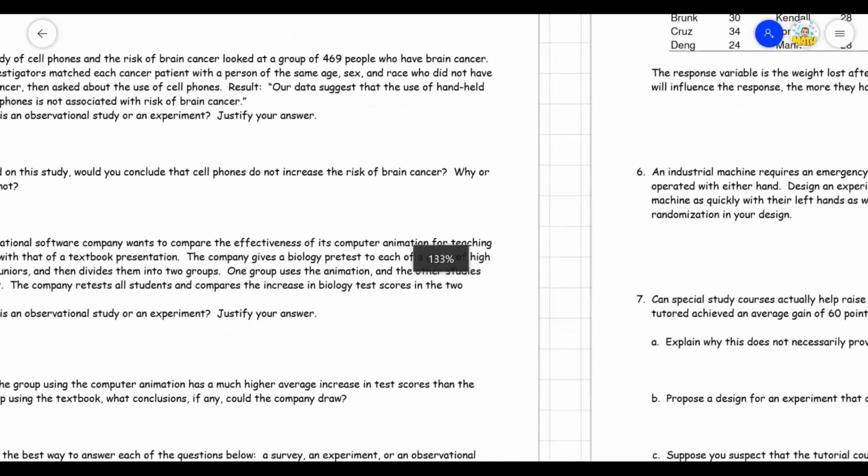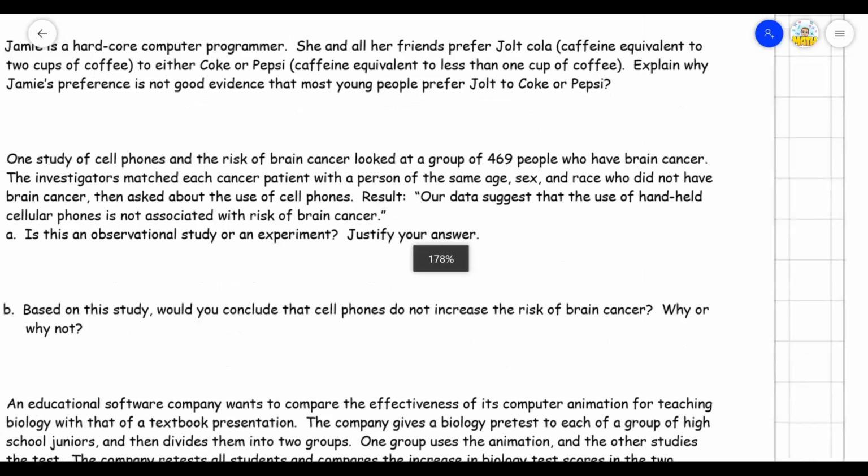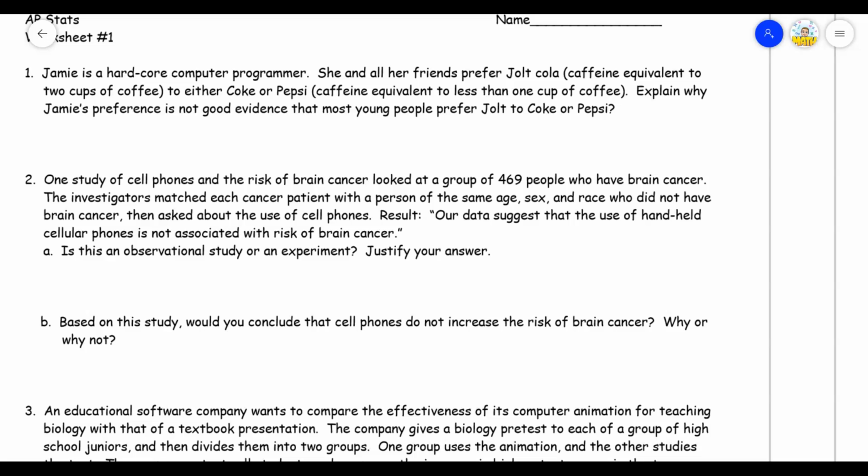Okay. So the first question we want to look at, number 1, says Jamie is a hardcore computer programmer. She and all her friends prefer Jolt Cola, caffeine equivalent to 2 cups of coffee, to either Coke or Pepsi, which have the caffeine equivalent to less than 1 cup of coffee. Explain why Jamie's preference is not good evidence that most young people prefer Jolt to Coke or Pepsi.